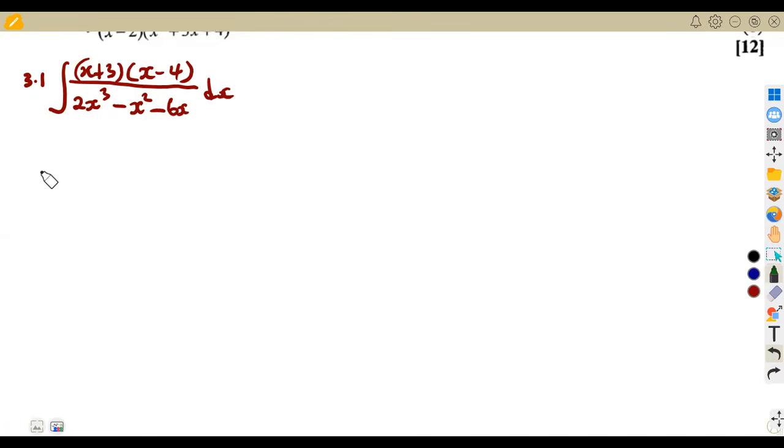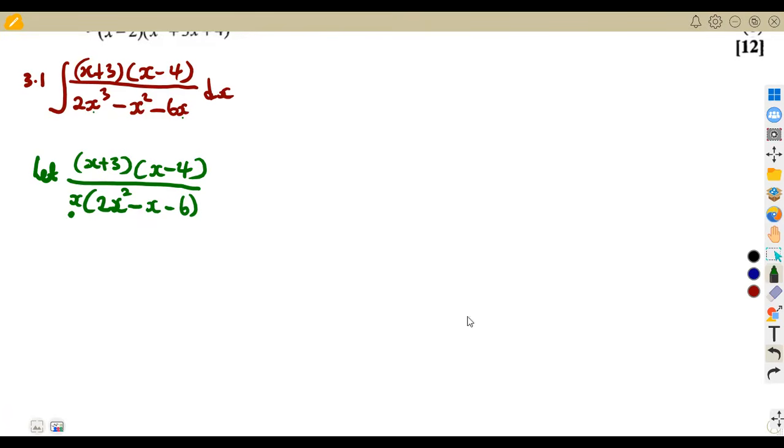Can we factorize the denominator? All right, let us work with our partial fraction first, x plus 3. There's no need for you to expand the numerator, although you can if you want. But in the denominator, we can see that x is common, so we can factor out this x. We remain with 2x cubed divided by x, which is 2x squared, minus x squared divided by x, which is minus x, minus 6x divided by x, which gives us minus 6, and x is going to cancel. So as we can see here, we've got a linear expression.